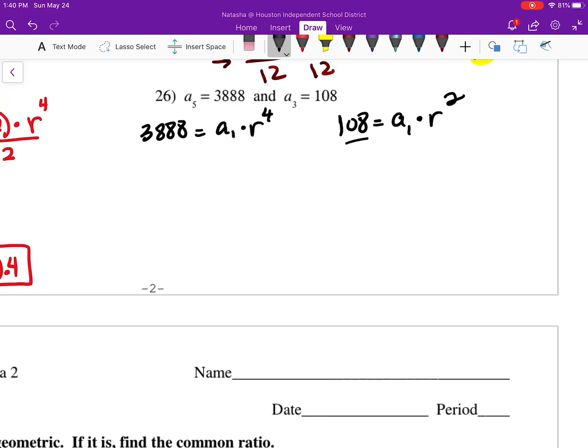You could take the first one. You could take the r to the 4th, substitute it in for the r squared, but I'm going to do the right one just because it'll make me have the bigger exponent on top.